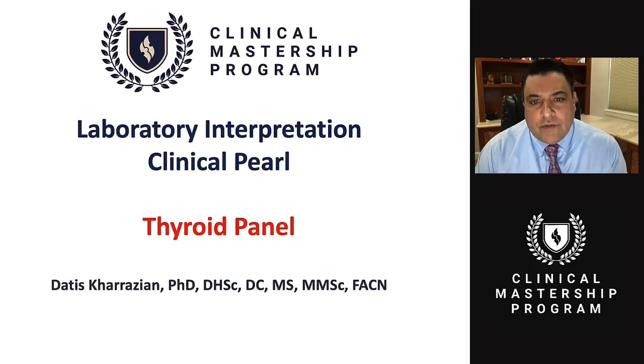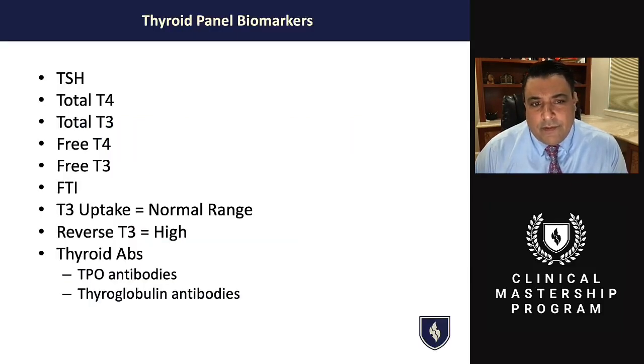Hi, in this module's laboratory interpretation clinical pearl, I want to go through a complete thyroid panel and give you the step-by-step process to identify all the different patterns that are important clinically. So when you look at a thyroid panel, a complete thyroid panel should include all of these. Now, you may not have all of these, but if you have all these markers, you will definitely be able to figure out variations of mechanisms that are happening.